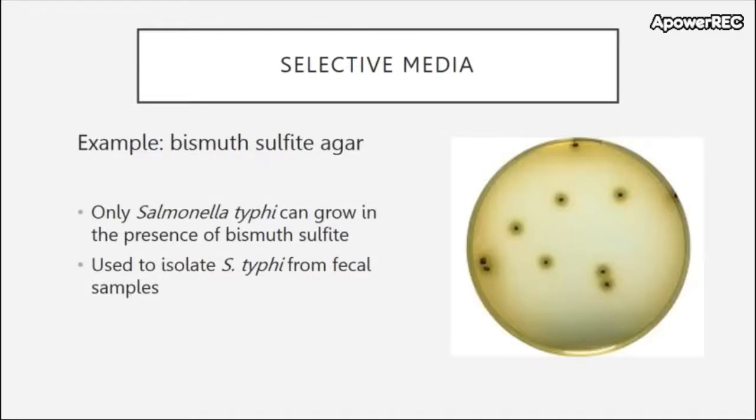Here we have an example of a selective media. This selective media is called bismuth sulfite. Bismuth sulfite inhibits the growth of gram-positive bacteria. It only allows Salmonella typhi to grow in the presence of bismuth sulfite. So it's used to isolate S. typhi from fecal samples. You imagine fecal samples would have a whole slew of different microbes in them, but here we see in this image we're only getting the S. typhi to grow. We're selecting for S. typhi.